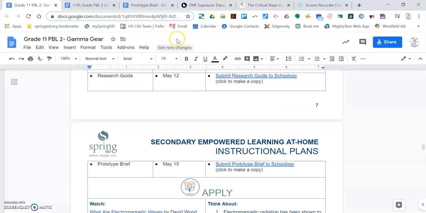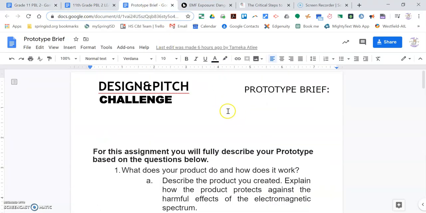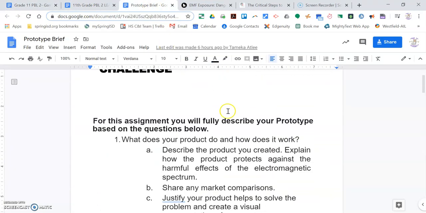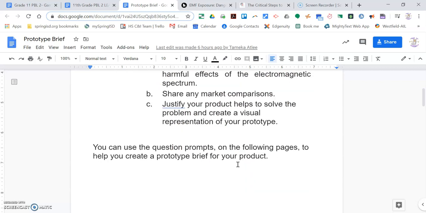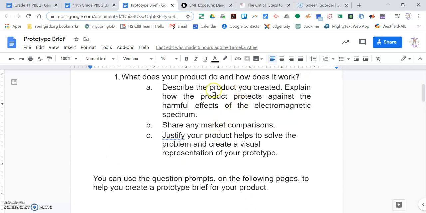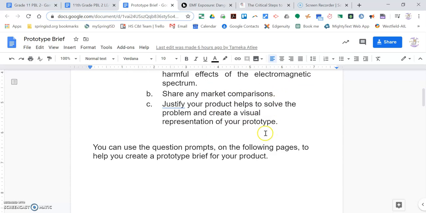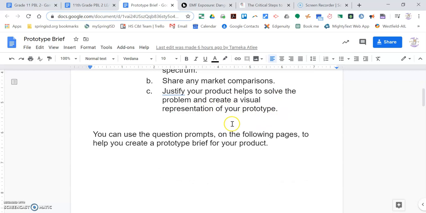And then the other thing they'll do is a prototype brief. So now a design and pitch challenge. So how does your product do and how does it work? So the students will then talk about it and explain how their product works. Their product, once again, being to protect against harmful effects of the electromagnetic spectrum, share marketing comparisons, and then justify how your product helps to solve problems.